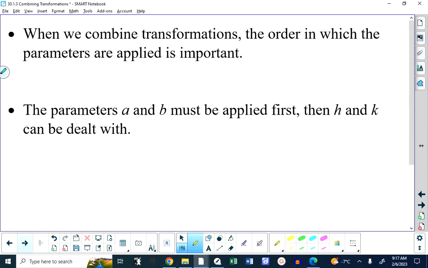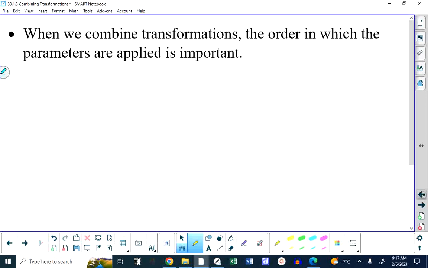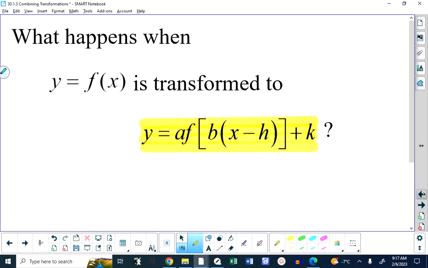The parameters a and b must be applied first. And there are a couple of ways for you to remember that. One is when you look at a, b, h, and k alphabetically, that is to say you put them in the order they appear in the alphabet, a and b come before h and k. The other thing you could do, I suppose, is look at this equation, what I call a template, and just read it left to right. And when you read it left to right, you hit the a first, and then the b, and then you hit the h, and then you hit the k.